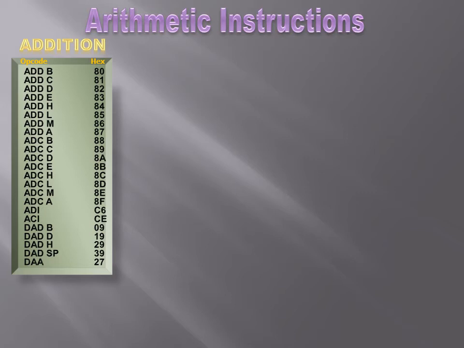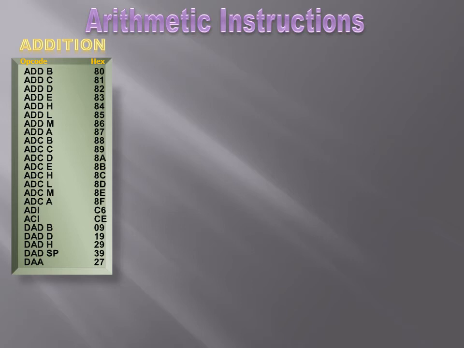Then we have the other type, ADI, in which data addition is taken and the immediate data with which the accumulator data is to be added is given within the instruction. So add B, add C, add E, add H, add L, these all are 1-byte instructions. No data is associated with such type of instructions. But with ADI, we need to have the immediate data provided there.